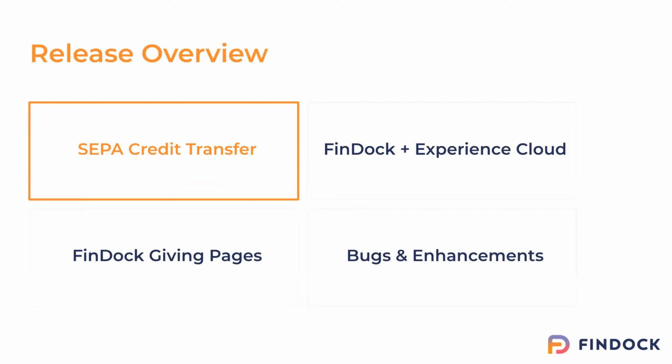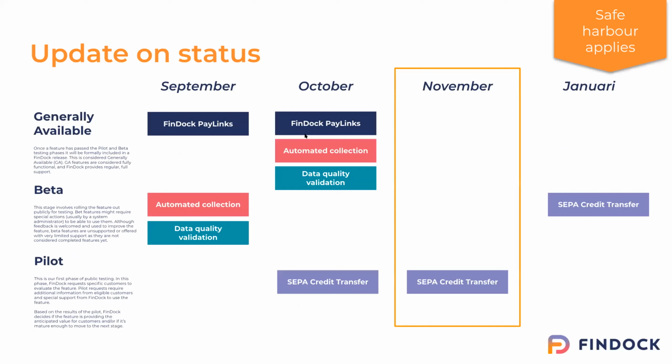With this release, we'd like to go over several main highlights and many smaller ones. The main highlights are SEPA Credit Transfer functionality, where we give you the ability to not collect money, but transfer money. Secondly, we want to highlight the updates we made and our current position on how to work with both FinDock and the Experience Cloud product from Salesforce. Thirdly, we want to highlight the changes we made around FinDock Giving Pages. And last but not least, we want to show you all the bugs and enhancements we made with this release. But let's start with credit transfer.